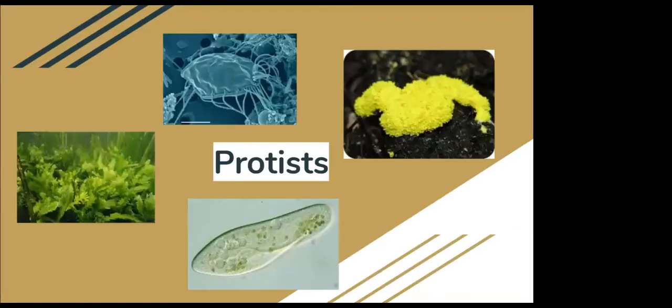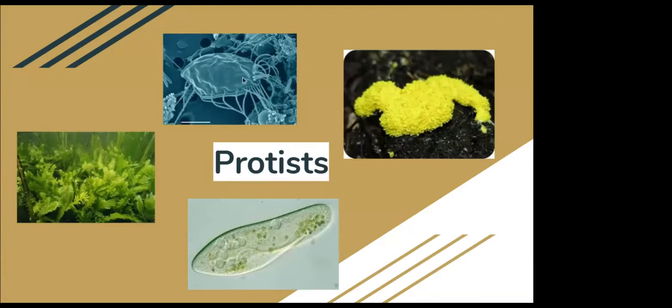Protists. The third category for kingdoms of all living things is protists. And protists are kind of like the weird ones. They don't really fit into any other category, so they sort of fit into this category. They're so random. As you can see, we have some really random ones here.